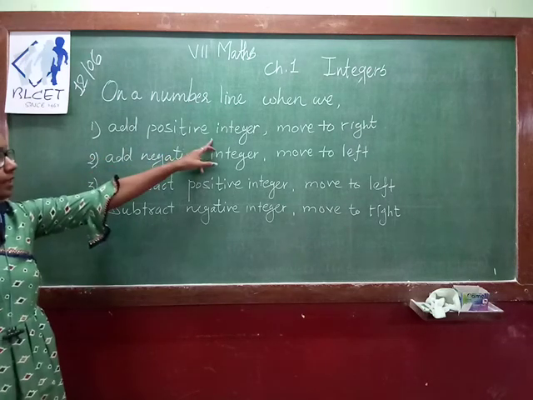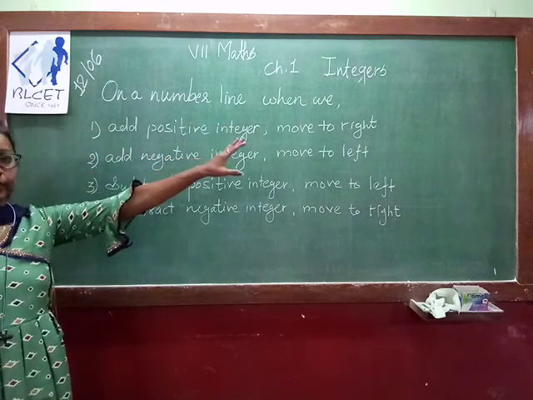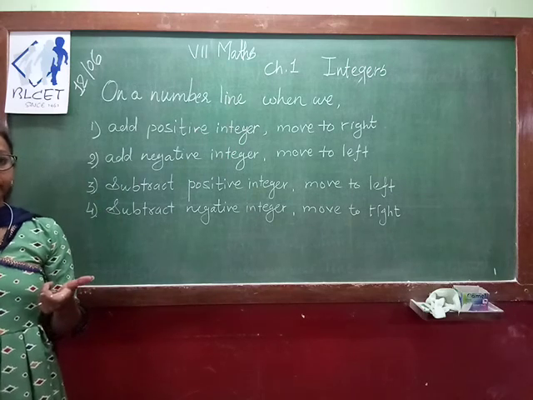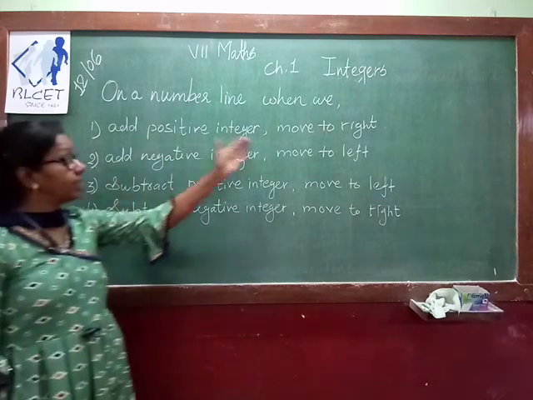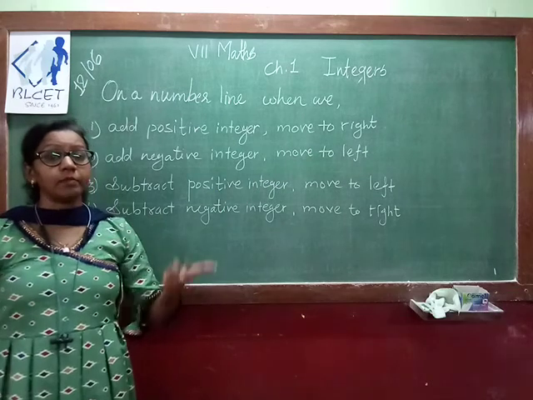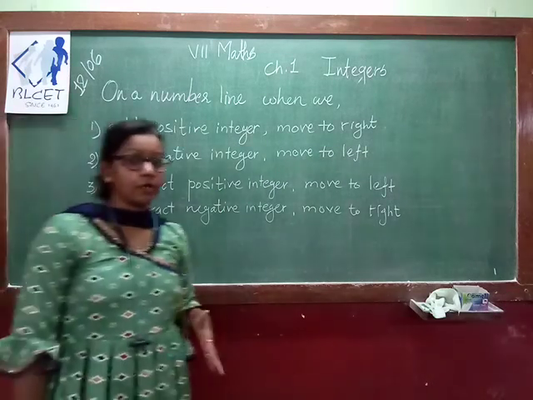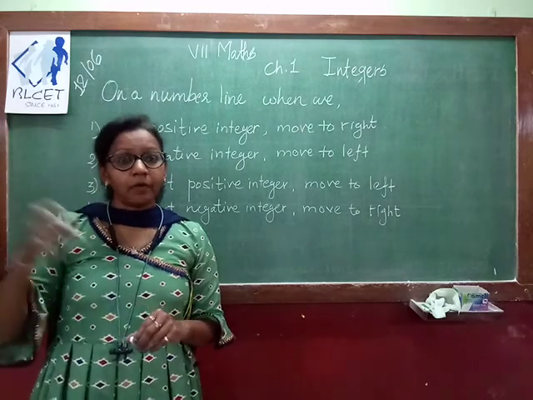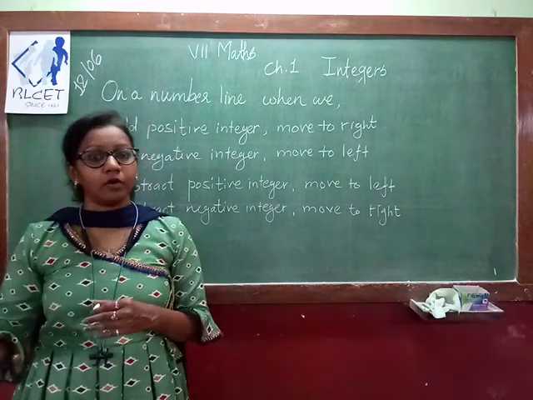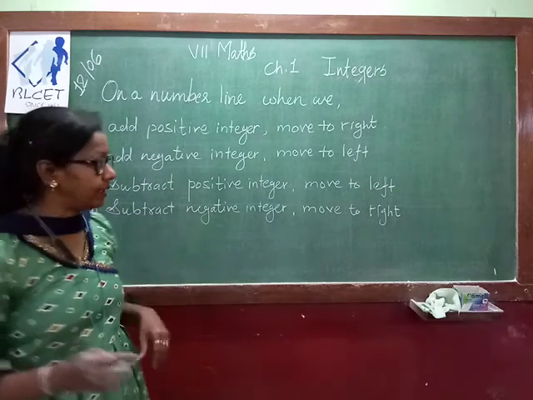Add positive integer, move to right. If you want to do the addition of a positive integer, we have to move in the right direction. Means you are adding positivity. Consider something. Suppose you have a positive value. You add a positive value, so it becomes more. So we have to move in the right direction.